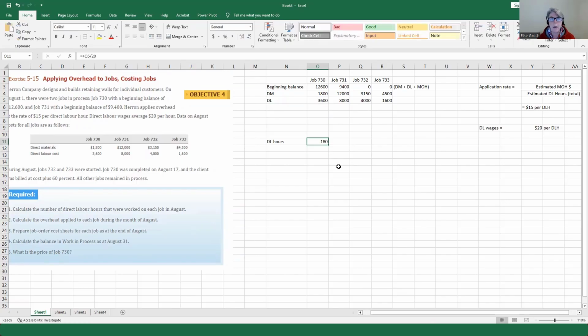So in this case, 180 hours were worked on this job. If I pull this over like this, it's going to tell me that they worked 180 hours here, 400 hours, 200 hours, and 80 hours. So how does that help me? It allows me to apply manufacturing overhead. So keep in mind, this is applied. So it allows me to apply it.